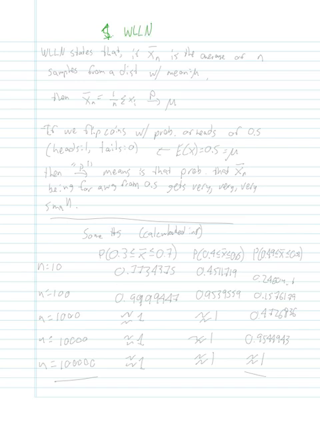weak law of large numbers, right? So what the weak law of large numbers states is that if we have x bar sub n, right, the average of n samples from a distribution with mean equal to mu, then we have that x bar sub n, which again is equal to 1 over n sum of xi's, converges in probability to mu.